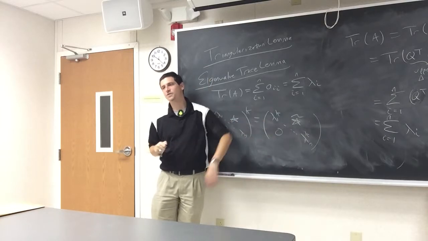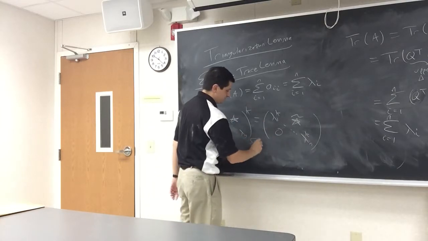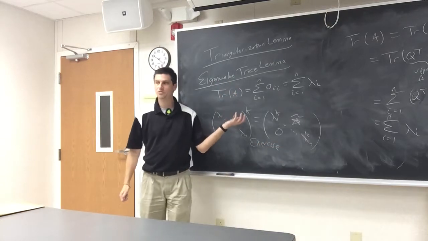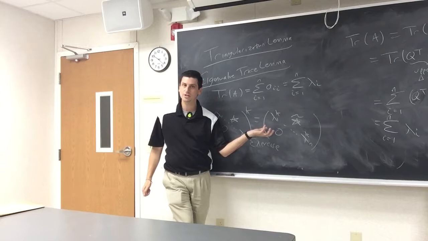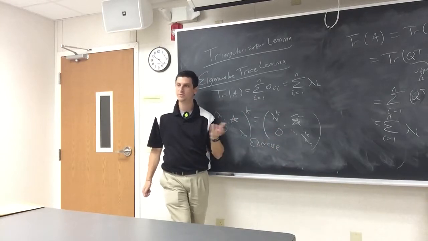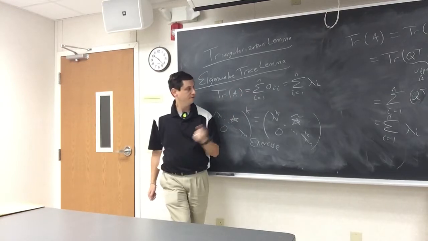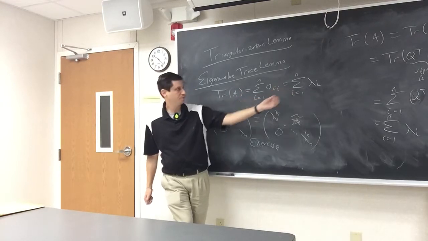Okay? So if there was homework, this would be another exercise. Basically, when you take the power of an upper triangular matrix, it stays upper triangular, and the diagonal is just the kth power. And so we can get the sum of the kth powers of the eigenvalues very easily.